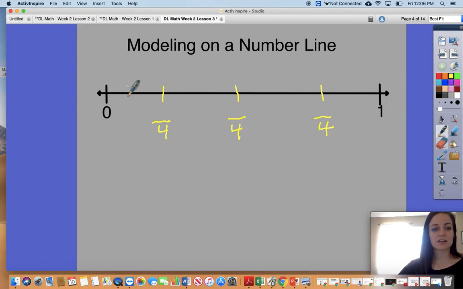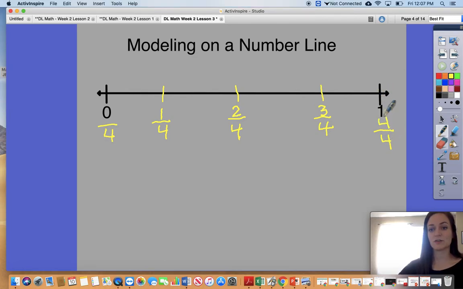Okay, now we just have to count our lines. So this is 0 out of 4, right? This is where we start at the beginning. Then we jump and we have 1 out of 4. Keep jumping, 2 out of 4, or 2/4, and 3/4. Now if we keep going, this would also be 4 because the whole is broken up into 4 equal pieces, but what number would be on top for this one? 4 out of 4, right?